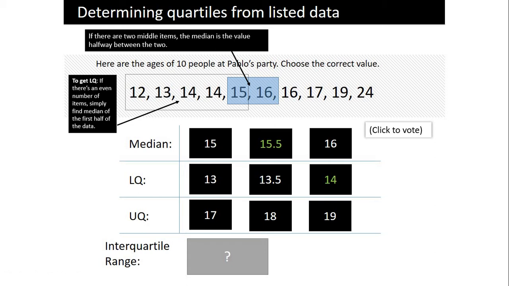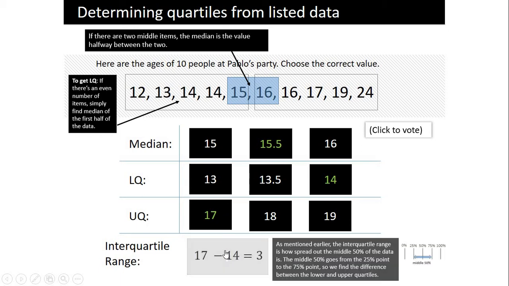Similarly then, the upper quartile is the median of the data values above, so the 16 to the 24. So if we find the median of those values, the upper quartile will be 17. Now the interquartile range is the upper quartile subtract the lower quartile. So in this case, 17 subtract 14, and the interquartile range is 3.